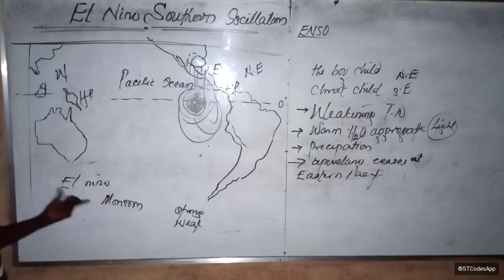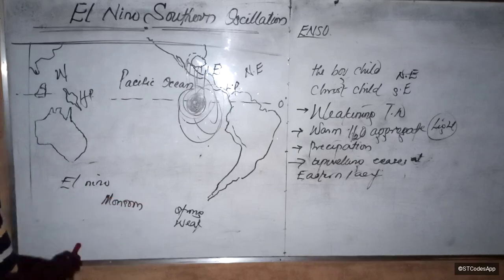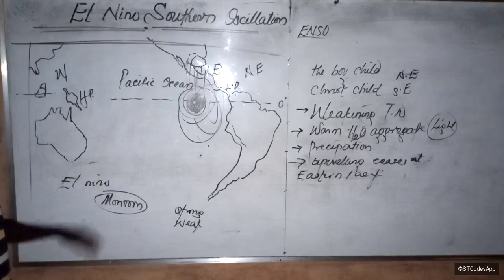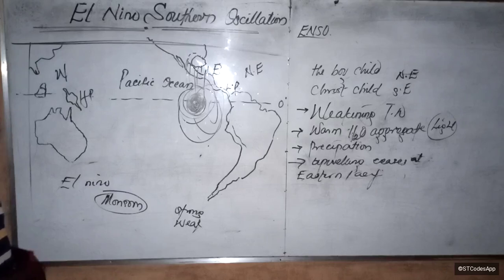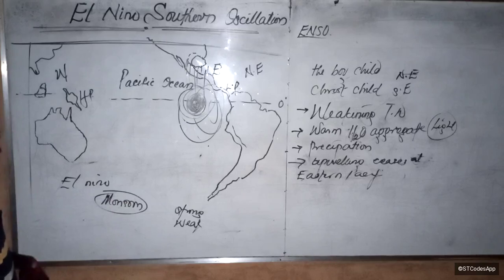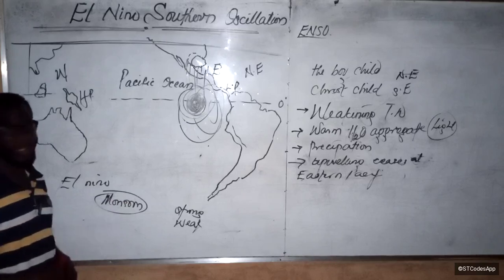And you see, in this period of strong El Nino, the monsoon is usually weak. The monsoon that is experienced in India is usually weak, and the precipitation is not so high, and they don't experience the flooding that normally occurs in the monsoon period. While in the weak El Nino period, there is high precipitation during the monsoon period in India. That was what we talked about.